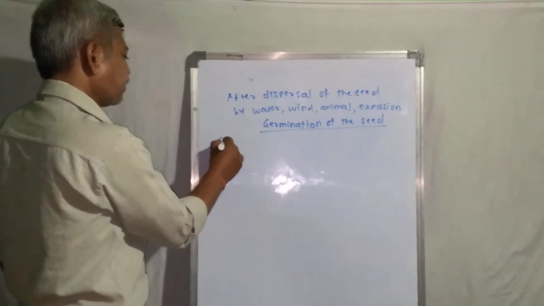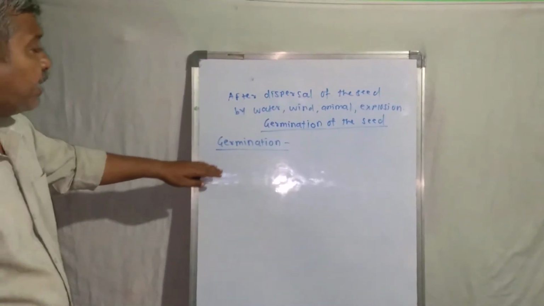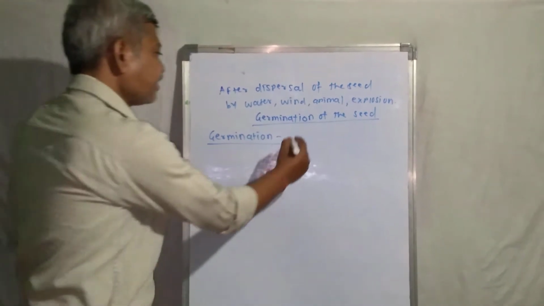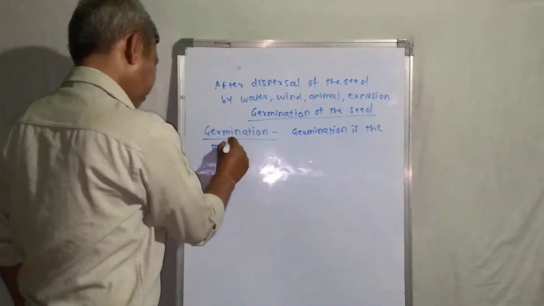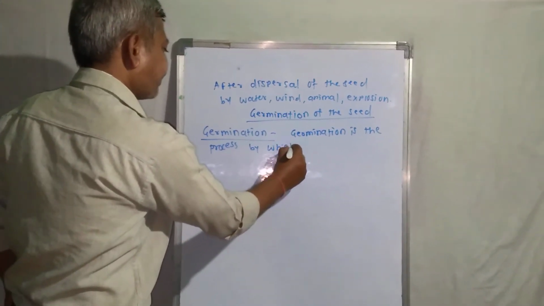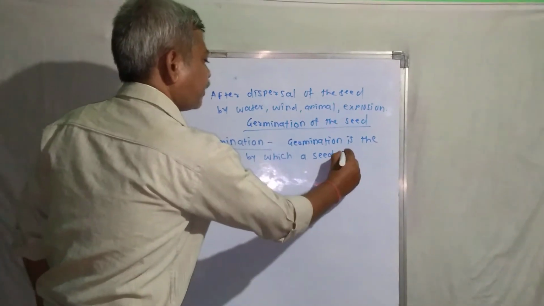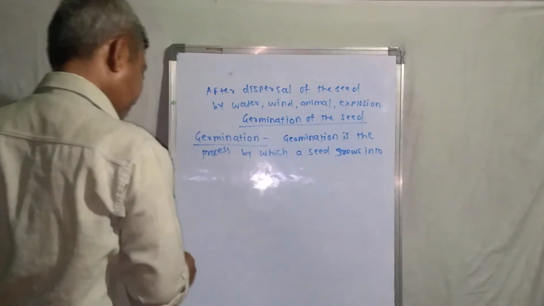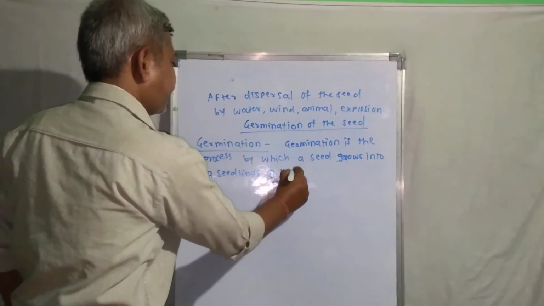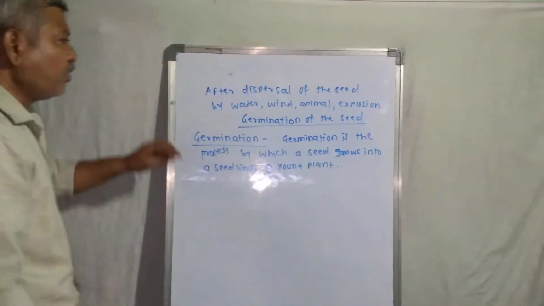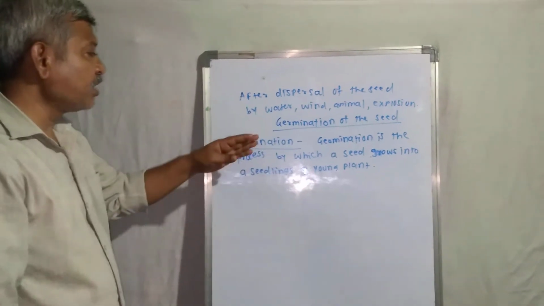So first I use a new term, that is germination. At first we see what is meant by germination. Germination is the process by which a seed grows into a seedling or young plant. So what is meant by germination? Germination is the process by which the seed grows into the seedling.